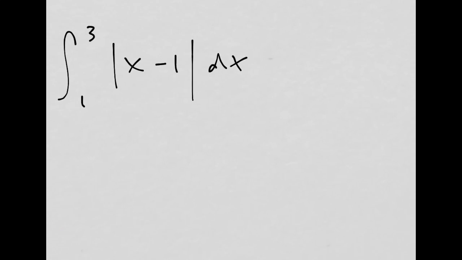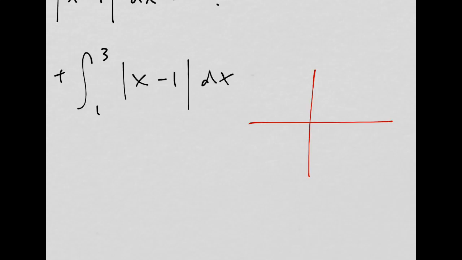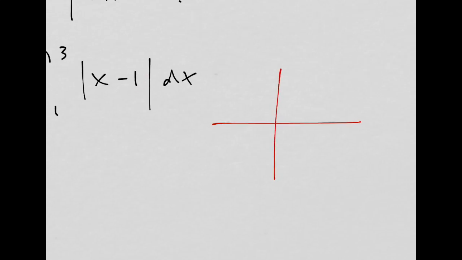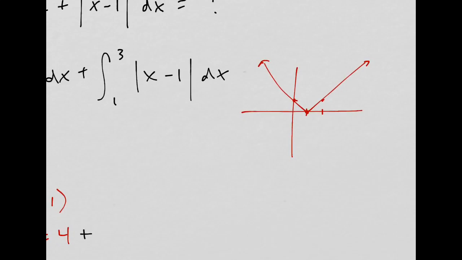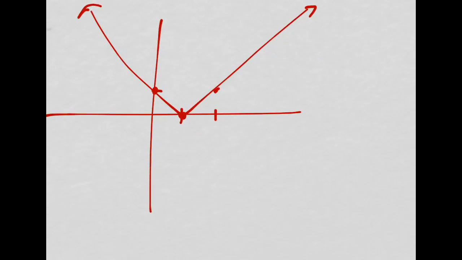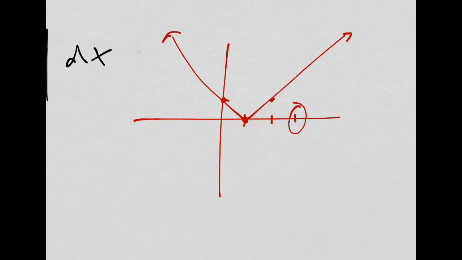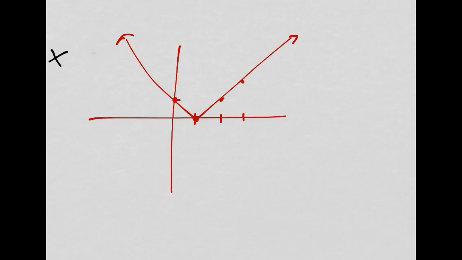I can graph it. Remember, this still means the area underneath this function. So I will graph this, and this is the absolute value V shifted to the right 1. There we go, and it looks like this. And I'm taking the area from 1 to 3. Well, 1, that's 2, that's 3. How high is that? If I plug in 3 for my x value, I get 3 minus 1, which is 2. So this is a height of 2.